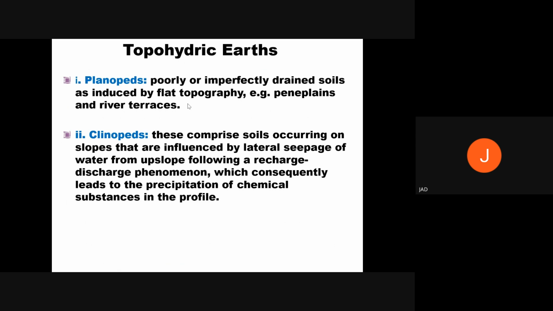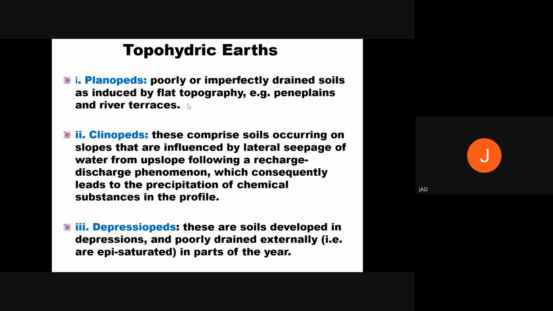Then there are the climopeds. This comprises soils occurring on the slopes that are influenced by lateral seepage of water from upslope, following a recharge or discharge phenomenon. So the movement of the water along the slope is also a factor that influences this type of soil, and we classify them under climopeds.